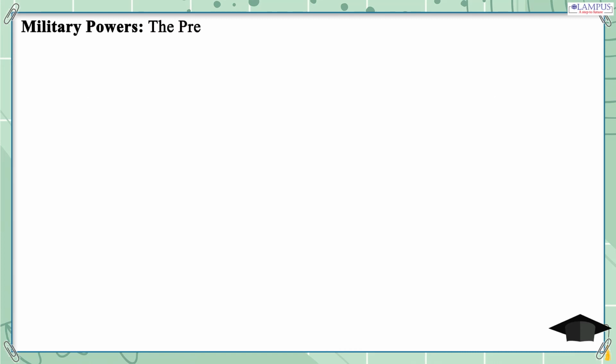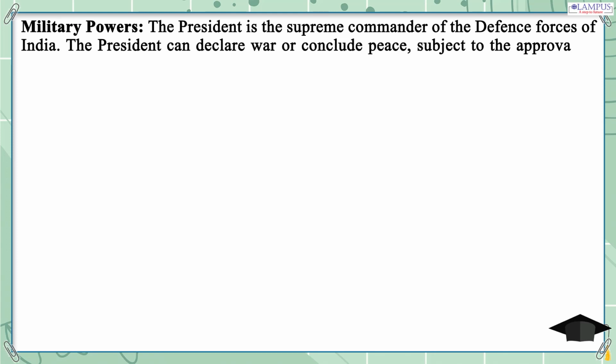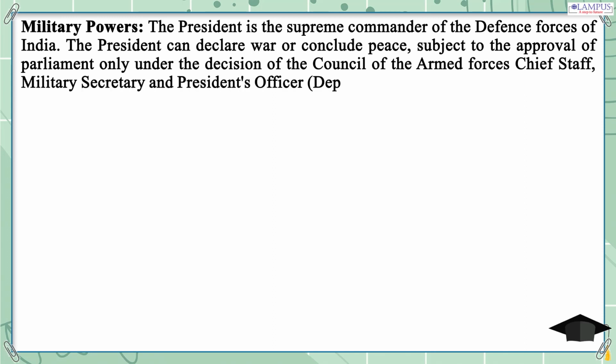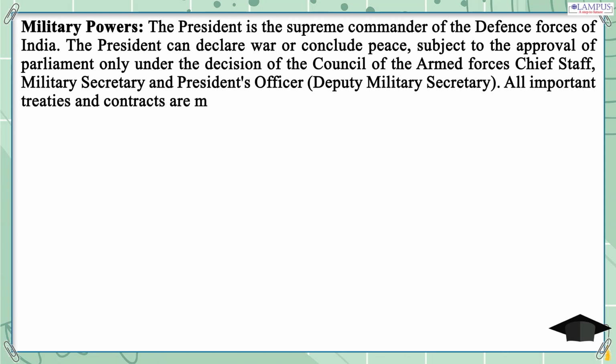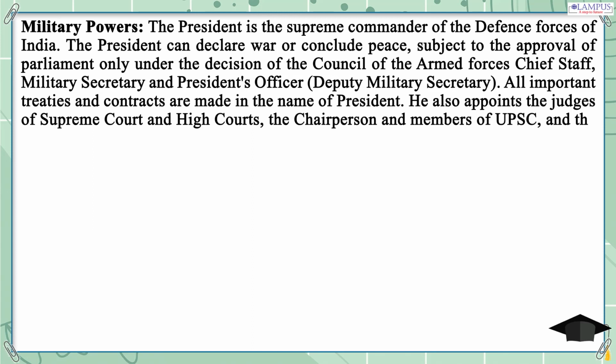Military powers. The President is the Supreme Commander of the Defence Forces of India. The President can declare war or conclude peace, subject to the approval of Parliament. All important treaties and contracts are made in the name of the President. He also appoints the judges of the Supreme Court and High Courts, the chairperson and members of UPSC, and the heads of the armed forces.